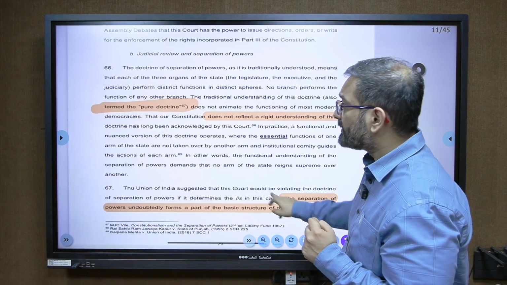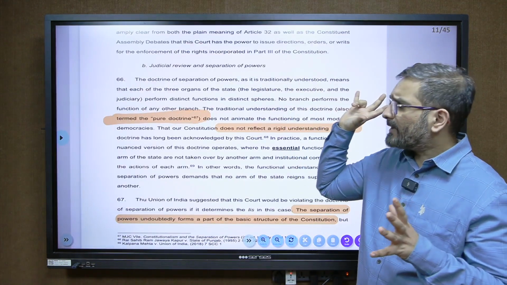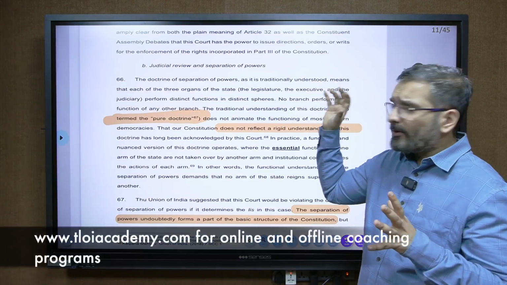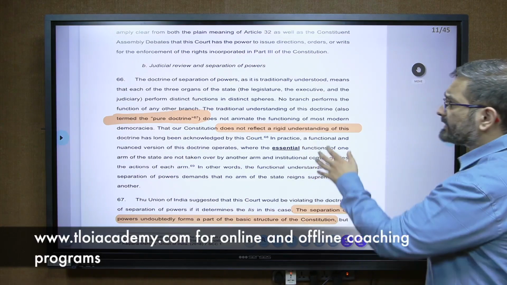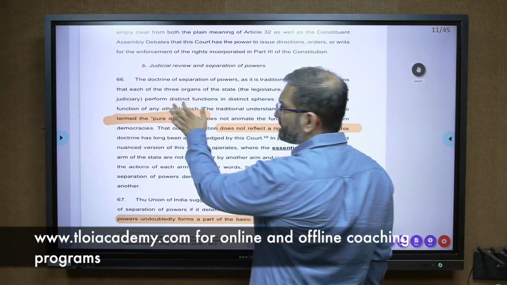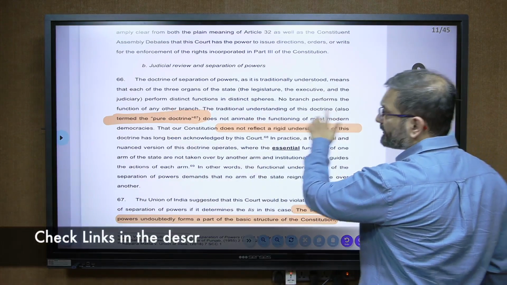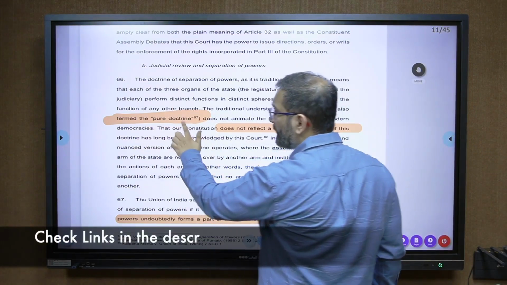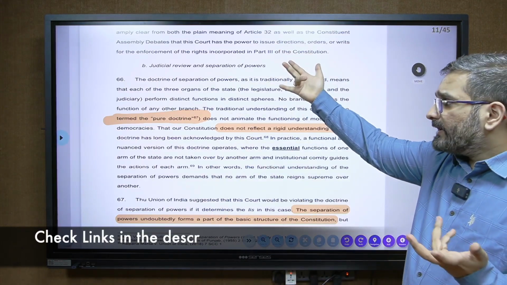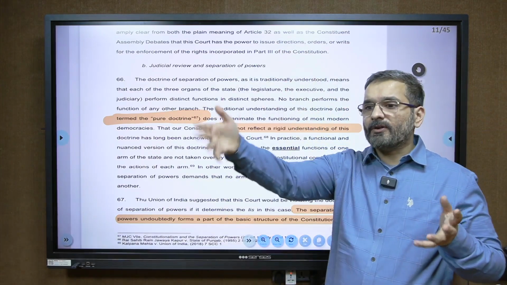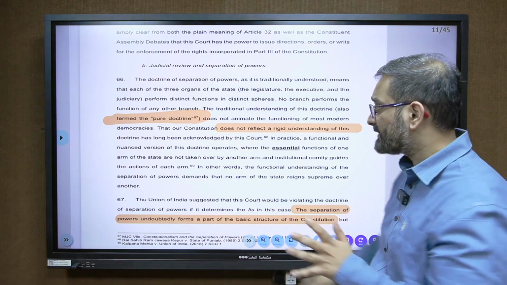Then the Supreme Court went into the analysis of आपका judicial review. However, I am just extracting out the most relevant MCQs that the examiner can ask you. No branch performs the functions of any other branch. That is the doctrine of separation of powers. The traditional understanding of this doctrine is also termed the pure doctrine, and the examiner can ask you which of the following doctrines is known as the pure doctrine. और अगर पढ़ा नहीं है separation of powers तो फंस जाएंगे वहाँ पे उस MCQ में.